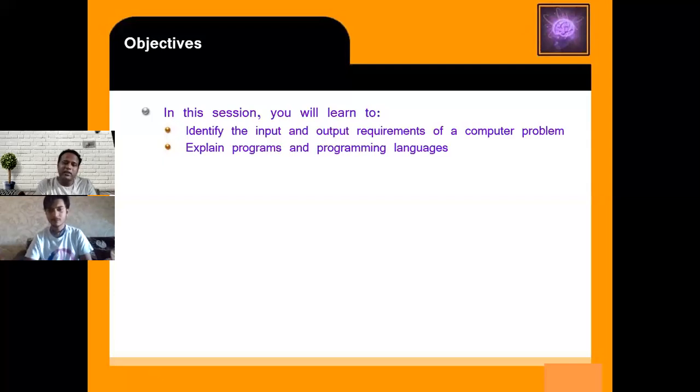And again there is a question: does the computer know all the programming languages? Does the computer know C, C++, Java? The computer doesn't know any programming language.